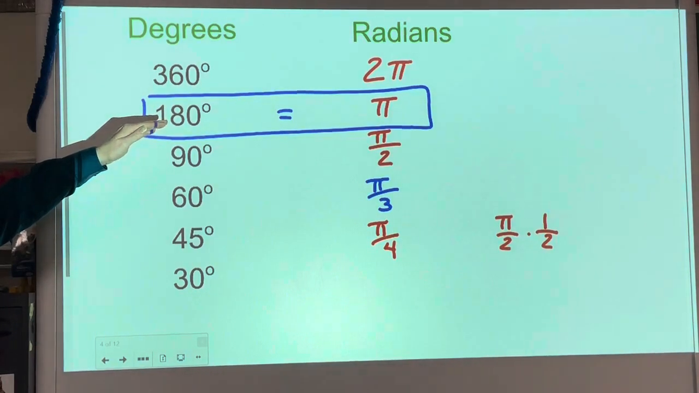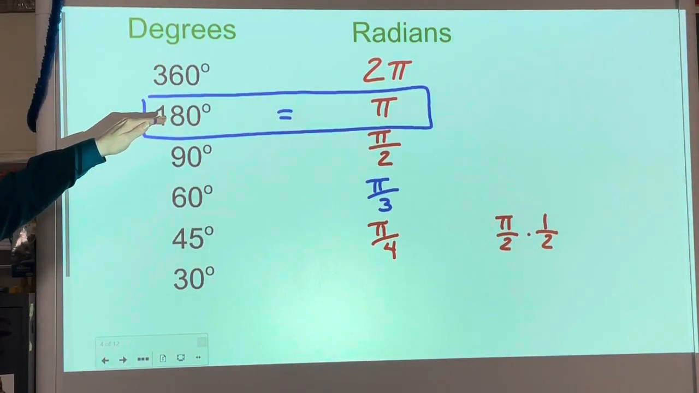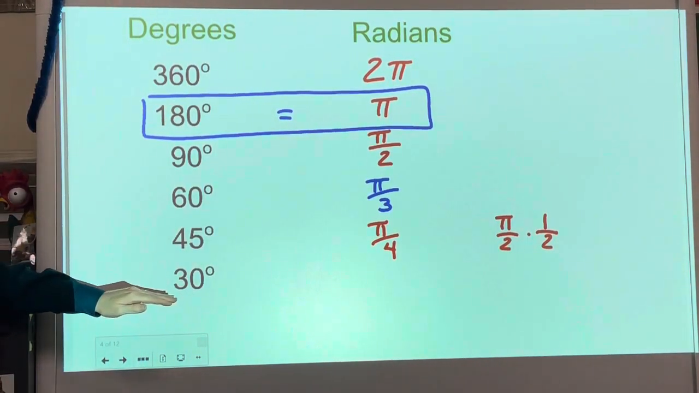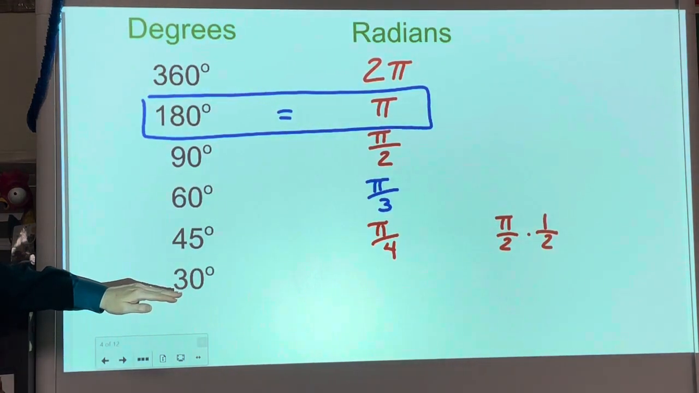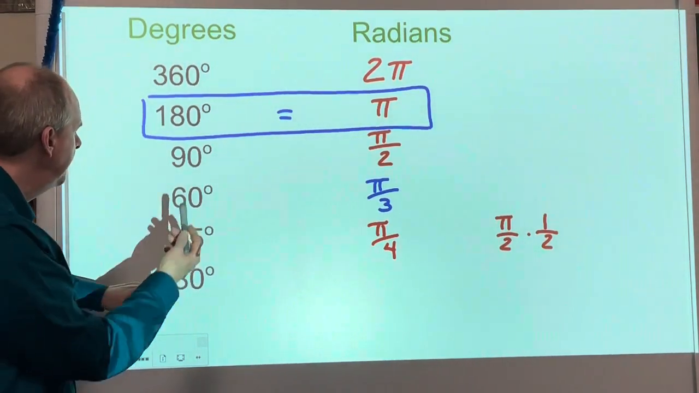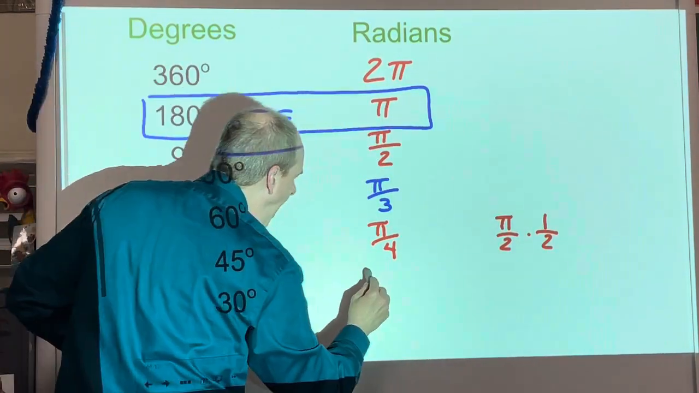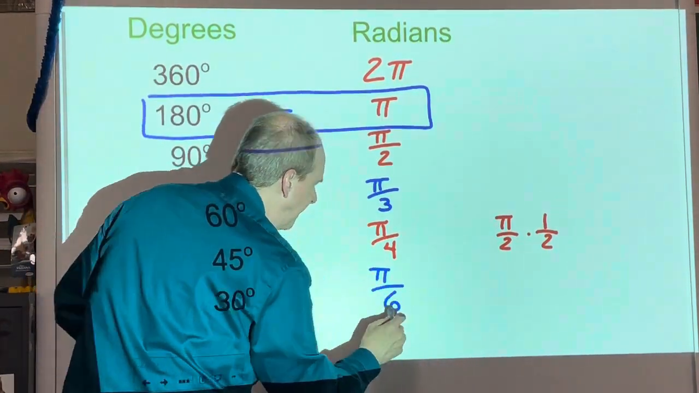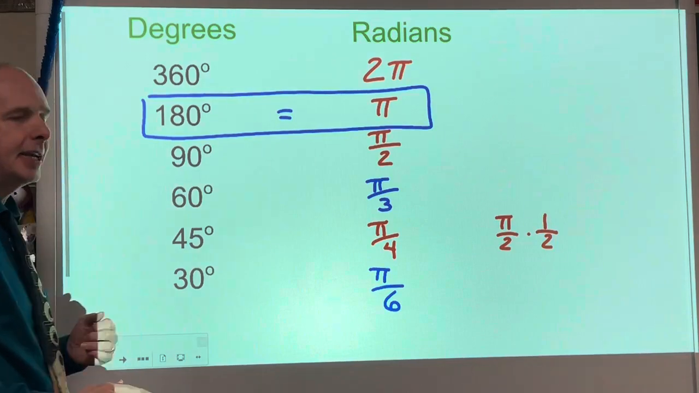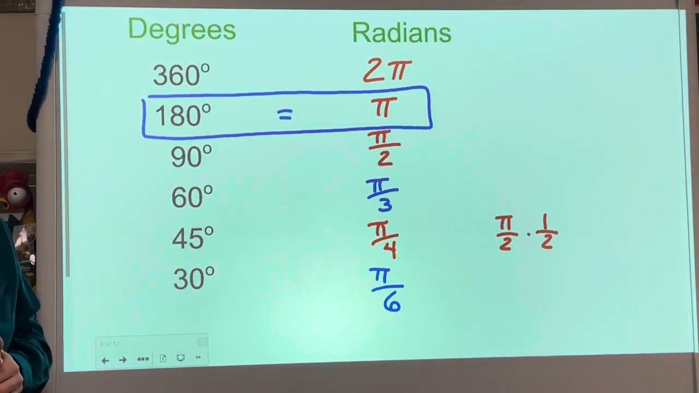Well, if we take our 180, what would we divide by to get 30 degrees? 180 divided by 2, 3, 4, 5, 6, 8. Who do we appreciate? 180 divided by 6 is 30. Therefore, pi divided by 6 gives us our 30 degrees.